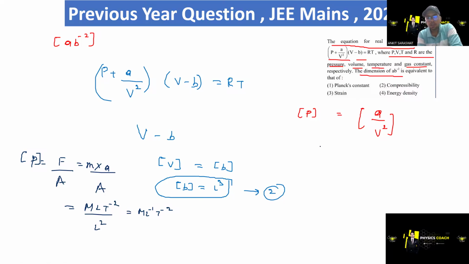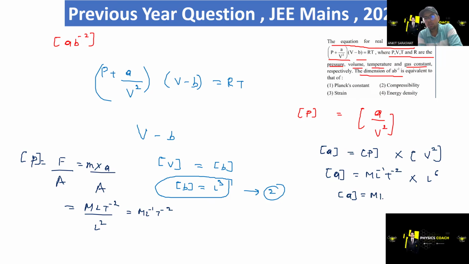So the dimension of a will be the dimension of P multiplied by the dimension of V², where V is the volume. So the dimension of a will be ML⁻¹T⁻² and L³ squared means L⁶. Dimension of a will be ML⁵T⁻².